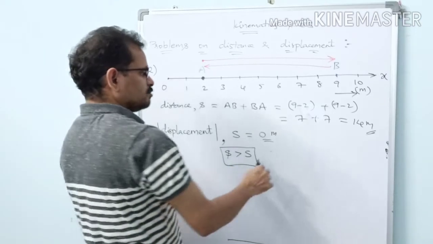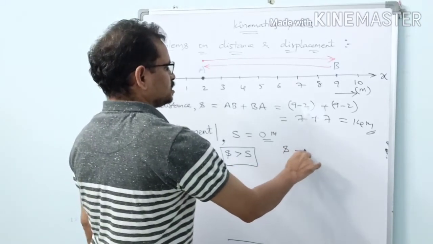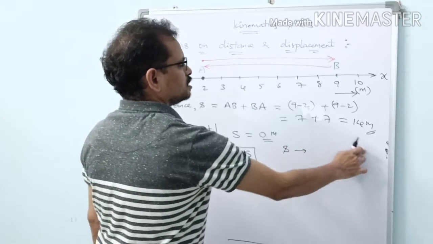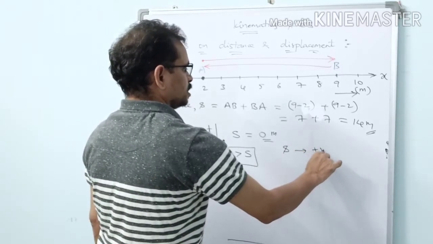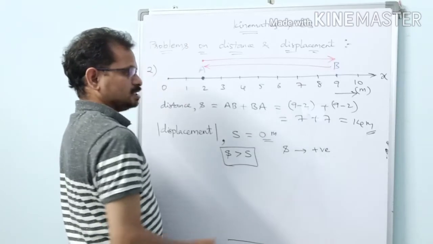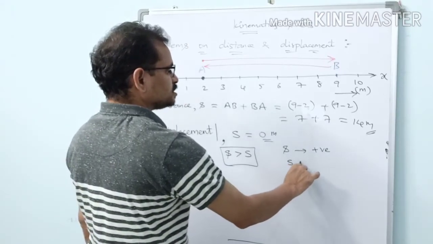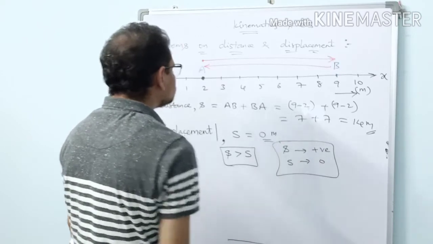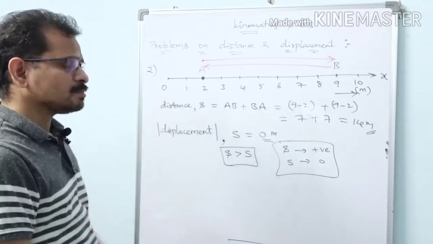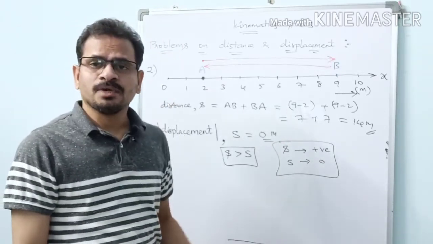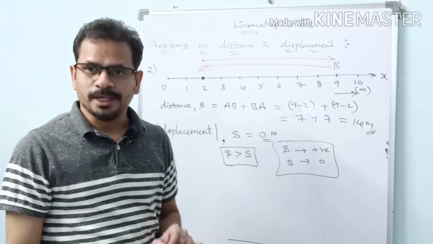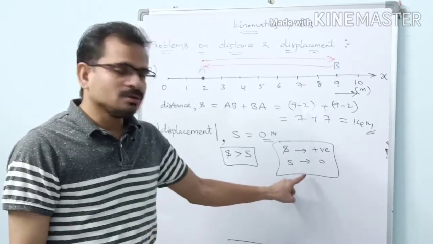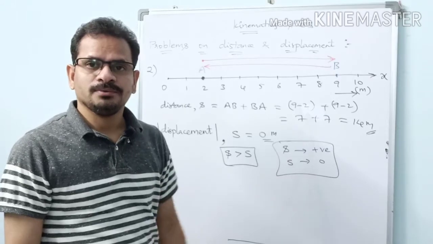So what about distance here? Is distance positive, negative or 0? Those values are not possible. Here distance is only positive. What about displacement? Check here. Displacement is 0. In our previous problem, what did you get for displacement? You got a positive value. In this case, what did you get for displacement? 0 value. Let us check one more.